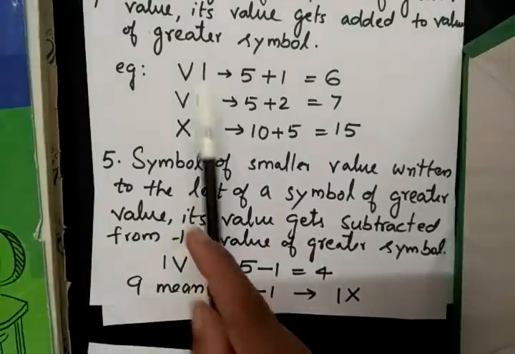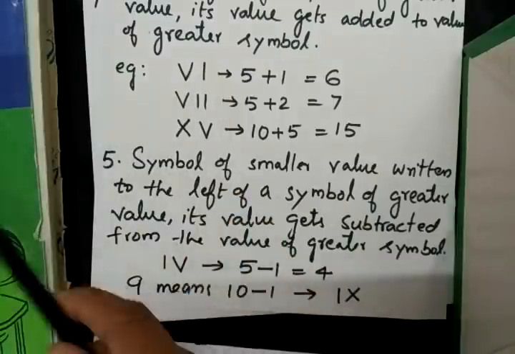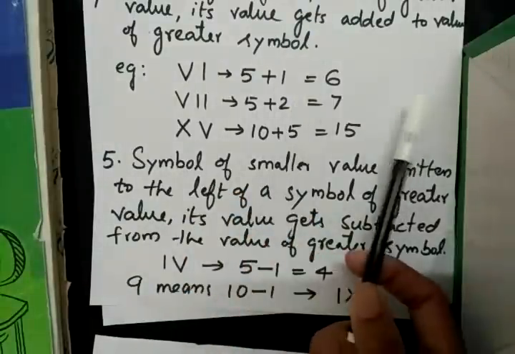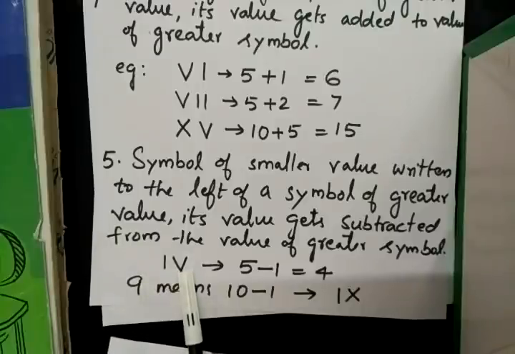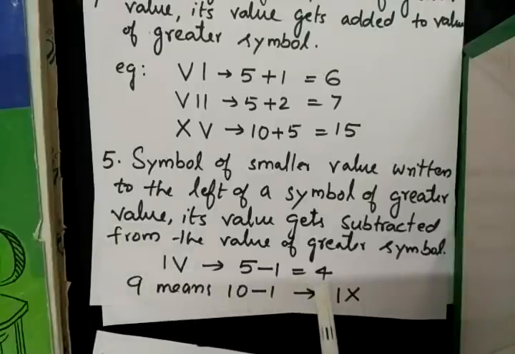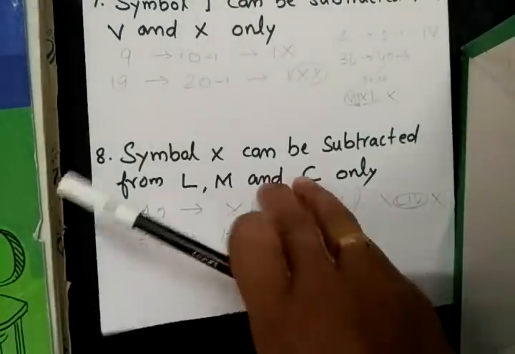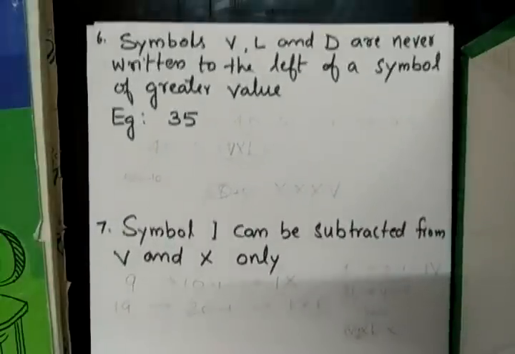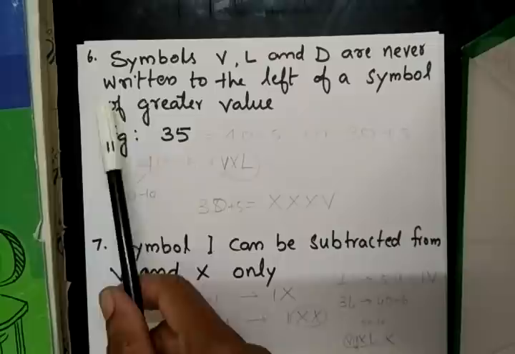When writing combinations, we have to see the smaller value. If it is on the right of the greater value, the value should be added. If the smaller value is on the left of the greater value, the value is to be subtracted. Is it clear? Okay.